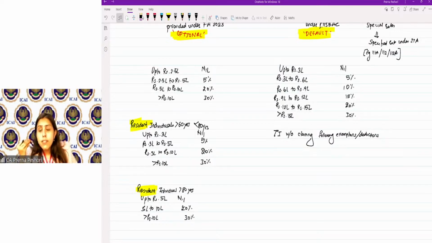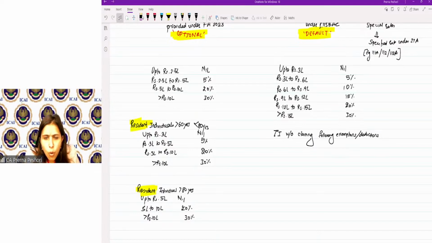Prerna, for senior citizens and very senior citizens under 115BAC, for everybody the tax rate is going to be the same. There are no separate tax rates under 115BAC. Under 115BAC, you have a single rate for everybody. You don't have different tax rates. How to opt out from 115BAC to the general rate? You will have that option in the income tax return.